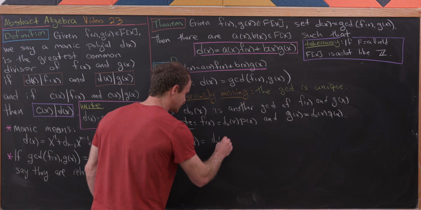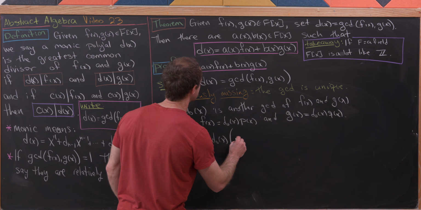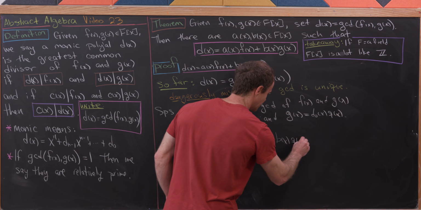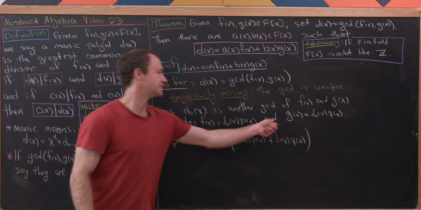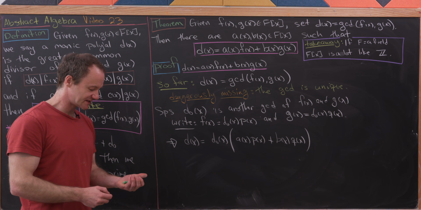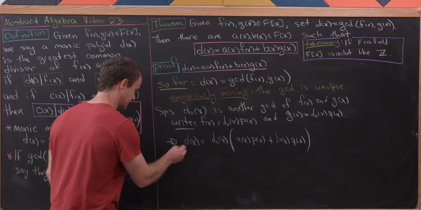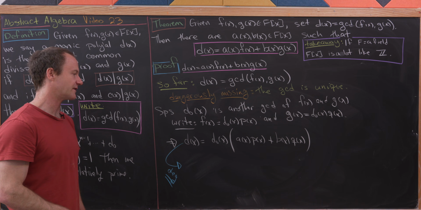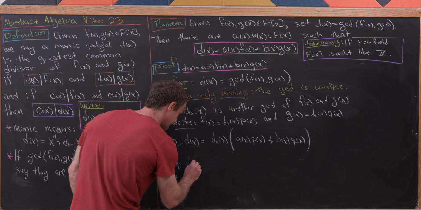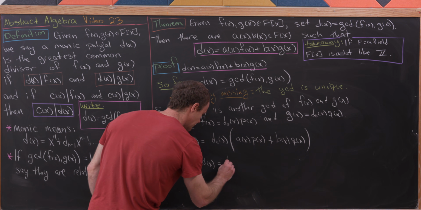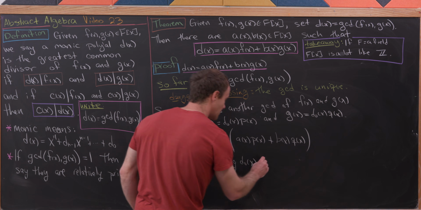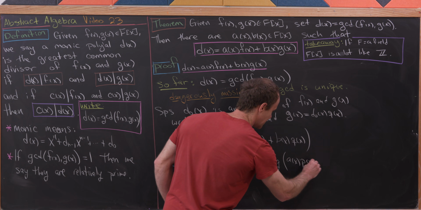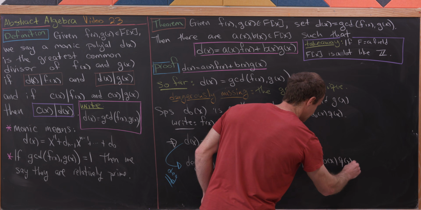So now we have d of x is equal to d naught of x times a of x times p of x plus b of x times q of x. So again, that's from putting these two equations up here. And now let's take the degree of both sides of this equation. We're going to use one of the formulas we had for the degree of a product, which is the sum of the degrees. So notice this will give us the degree of d of x is equal to the degree of d naught of x plus the degree of the rest of this stuff, a of x p of x plus b of x times q of x.